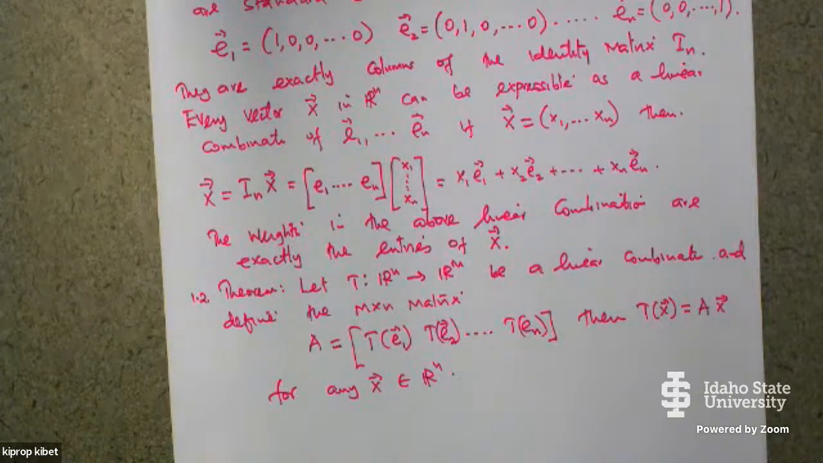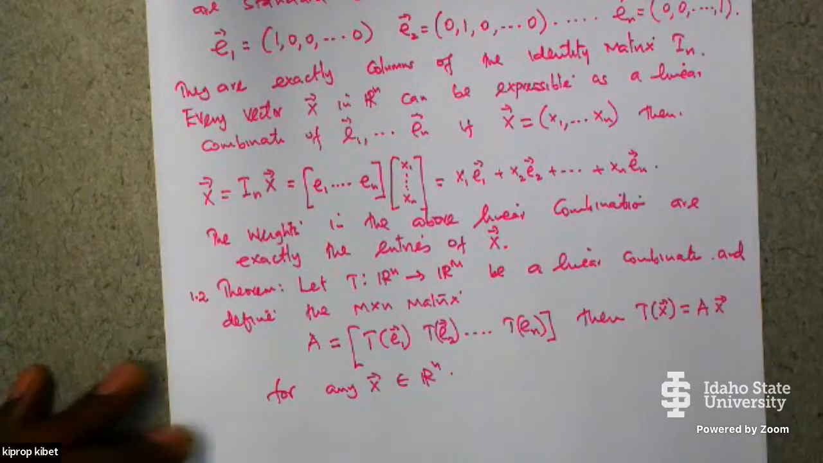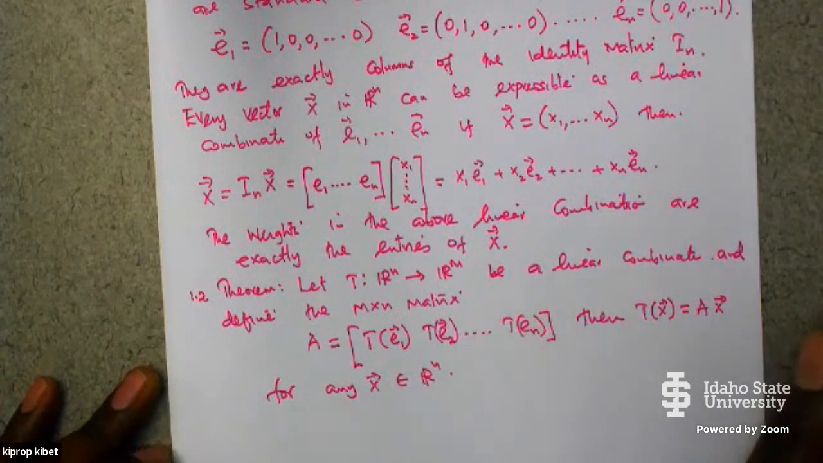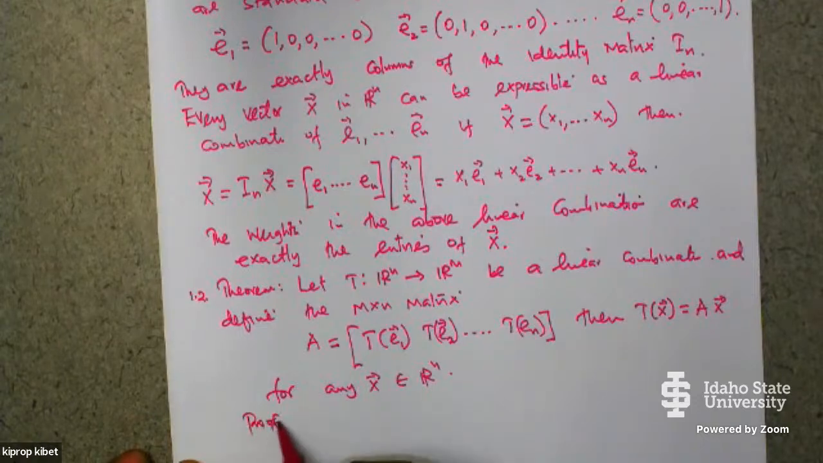So if you have the transformation from Rn to Rm, the linear transformation can be defined as A equals the transformation of E1 up to En, whereby T of X is the same as A of X. Then let's prove this.